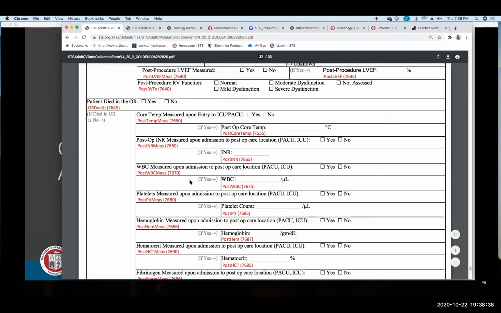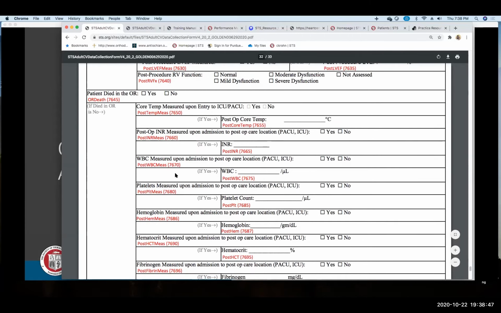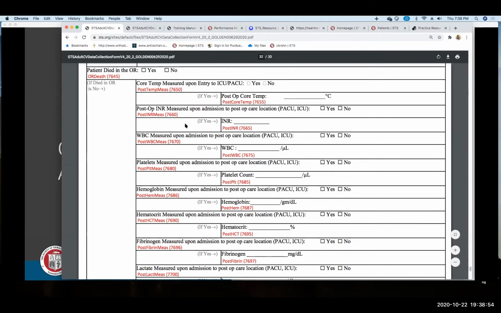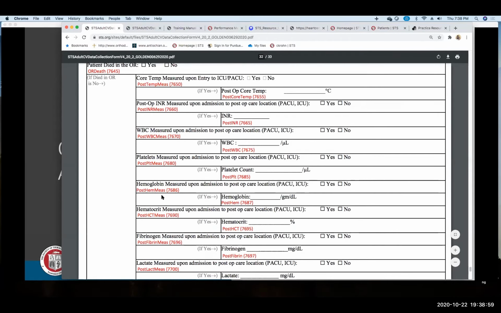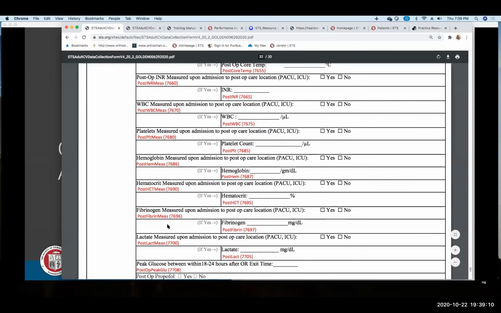And then assuming your patient made it, we go into the ICU and we capture this information related to temperatures, your labs, your post-op INR, your white blood cell count. And these are from admission to post-operative care location. And I believe it's within a few hours we have that time frame set. This is to look at the management that patient received by you in the operation, during the operation, the anesthesia care of the patient, and to help with that, help look at that.